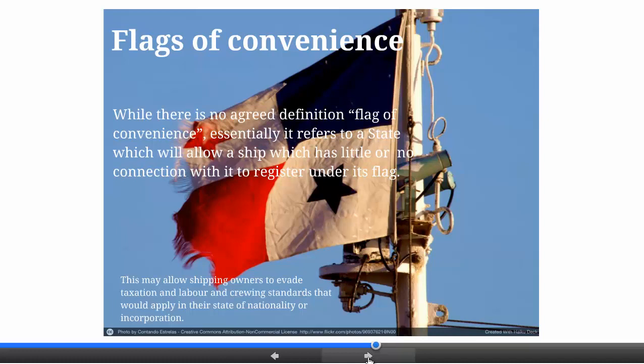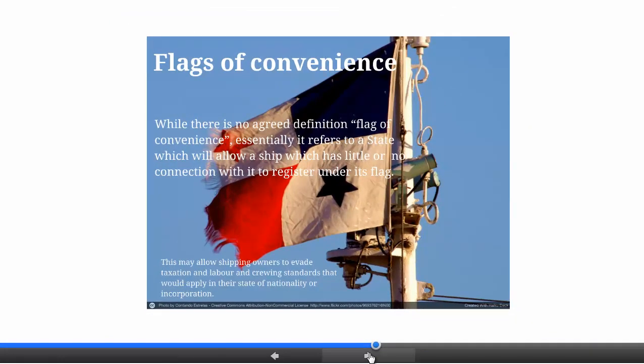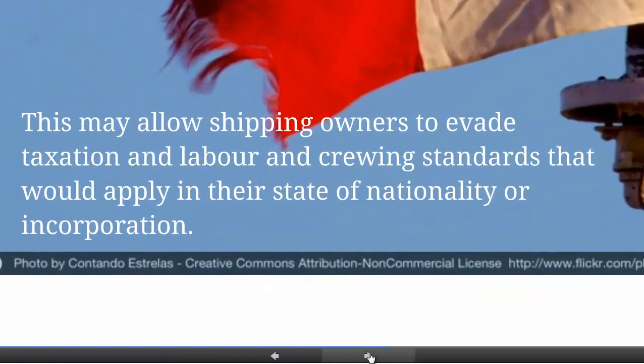Now, what's the attraction of registering your vessel under a so-called flag of convenience? Well, it may allow shipping owners to evade taxation and labour and crewing standards that would apply either in their state of nationality if they're a person or their state of incorporation if they're a company. So it may allow, to some extent, a race to the bottom on standards as regards those matters.